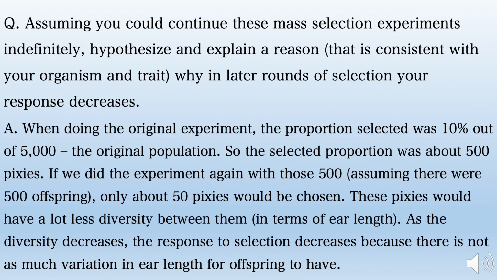The reason why my response to selection would decrease in later rounds is because, when doing the original experiment, the proportion selected was about 10% out of 5,000, the original population, so the selected proportion was about 500 pixies. If we did the experiment again with those 500, assuming there were 500 offspring, only 50 pixies would be chosen. These pixies would have a lot less diversity between them in terms of ear length. As the diversity decreases, the response to selection decreases because there is not as much variation in ear length for the offspring to have.